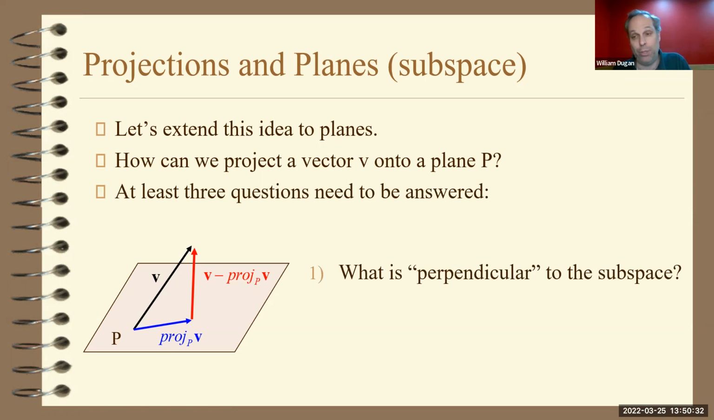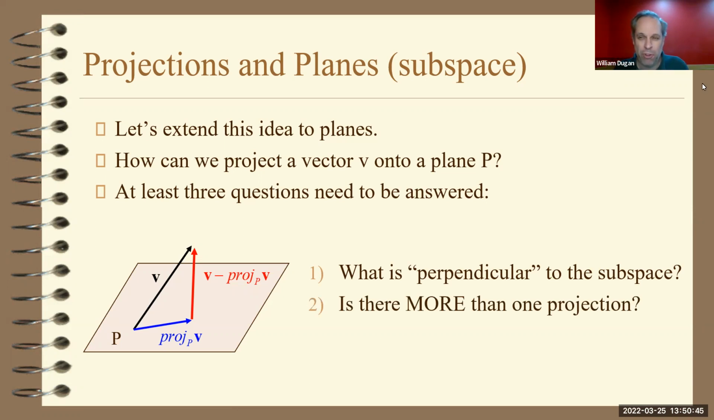So there's at least 3 questions. What do we mean by perpendicular in a space in general? What does that mean? And then, is there actually more than one answer? Could there be more than one projection when you project a vector upon a plane or something else? And then how do you even compute the thing?